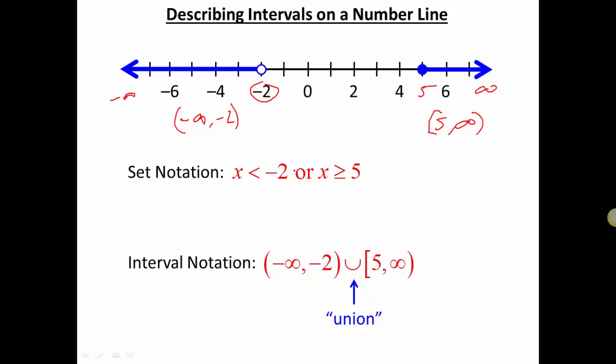We use the union symbol to combine intervals that are non-overlapping. So anytime you have multiple intervals on a number line, just state each interval in order from left to right and combine them by using a union symbol. And pay attention to what I said there. We increase from left to right. The smaller intervals should be on the left, the bigger interval should be on the right.